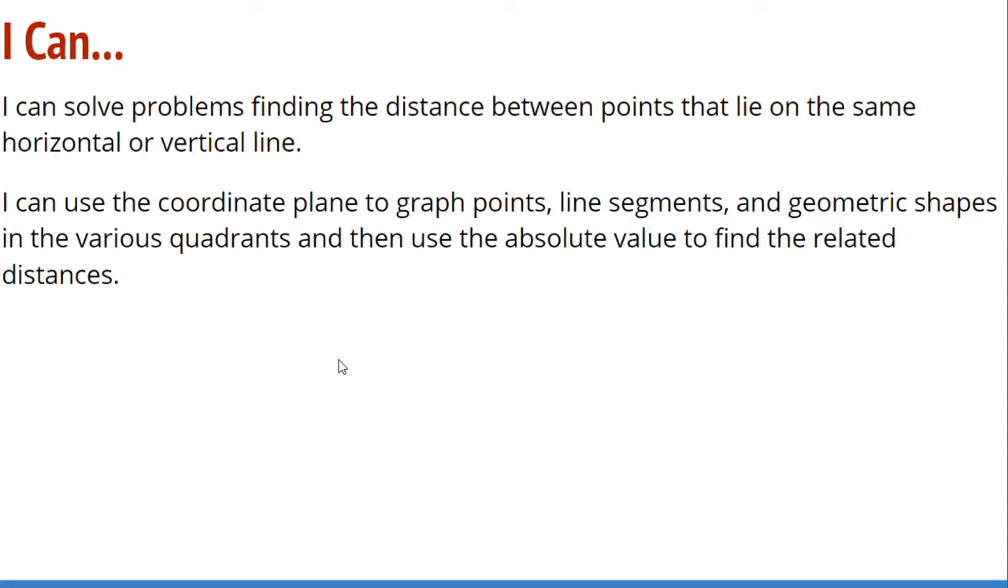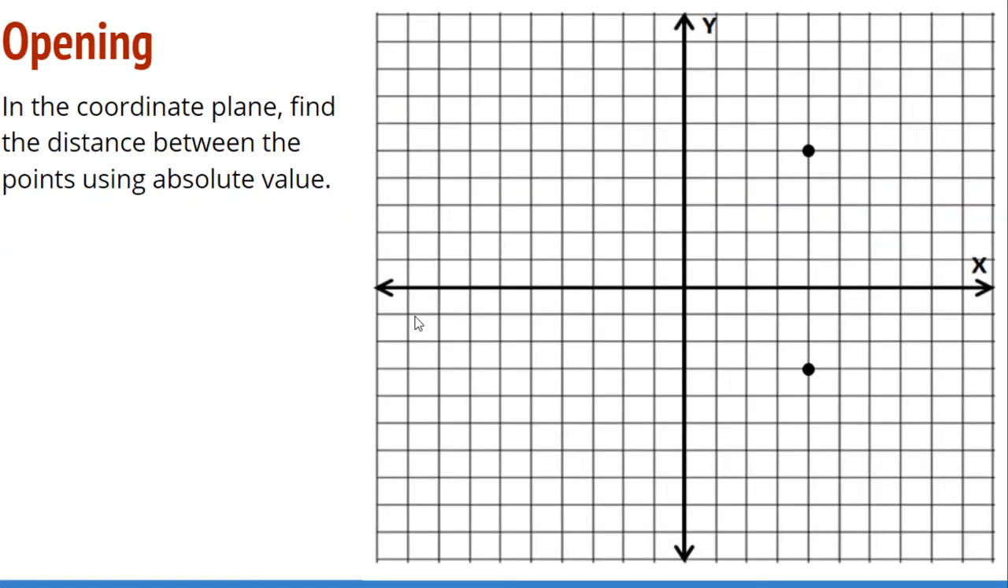For this particular lesson, I can solve problems finding the distance between points that lie on the same horizontal or vertical line. So straight out of Lesson 18. I can use the coordinate plane to graph points, line segments, and geometric shapes in the various quadrants, and then use the absolute value to find the related distances. So we're going to graph them and then use absolute value to measure. In the coordinate plane, find the distance between the points using absolute values.